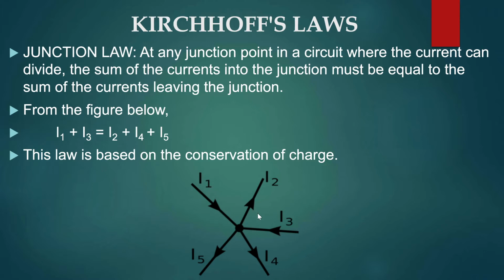So according to the junction law, the sum of the currents entering the junction, here I1 and I3, so I1 plus I3, is equal to the sum of the currents leaving the junction. The currents which are leaving the junction are I2, I4 and I5, so I2 plus I4 plus I5. Therefore, the sum of the currents entering the junction is equal to the sum of the currents leaving the junction. So I1 plus I3 equals I2 plus I4 plus I5. This law is based on the conservation of charge.